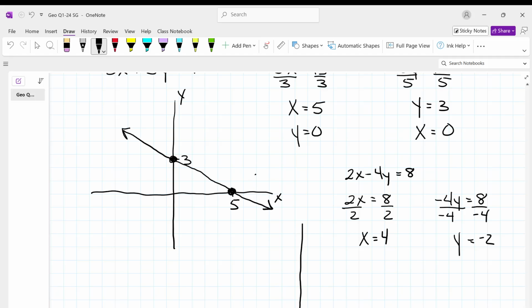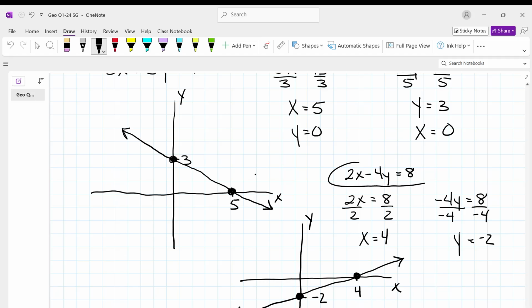So I'm here and here. I got an x that's equal to 4, so I go to 4 on the x-axis and I plot a point. I go to negative 2 on the y-axis and plot a point. And then I just put a line through those 2 points. And that line is the graph of 2x minus 4y is equal to 8.